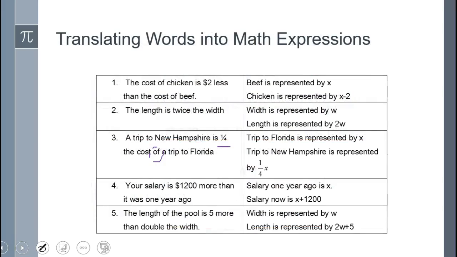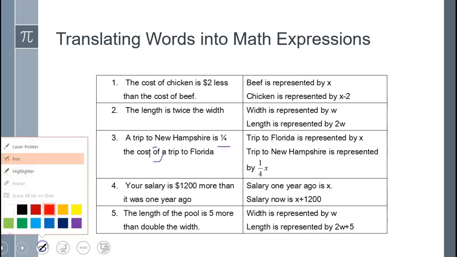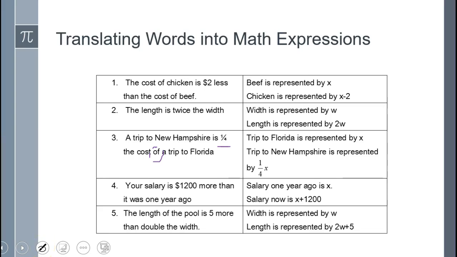So here's the first step. We translate words into math expressions. Now there's some examples here. The cost of chicken is $2 less than the cost of beef.